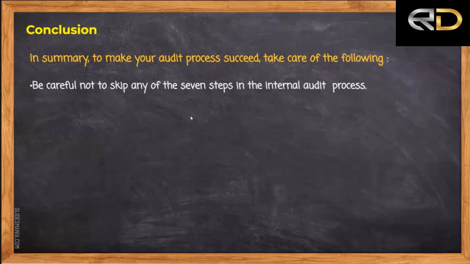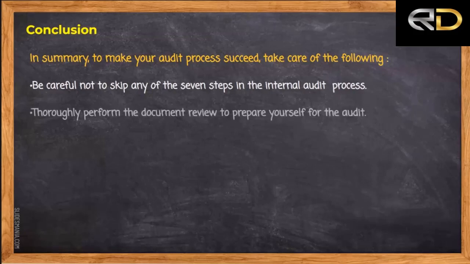But to summarize an IMS audit so that we can wrap up this session: be careful not to skip any of the 7 internal audit process steps, because we are following the guidelines in the ISO 19011:2018 guideline. Also, you have to thoroughly perform document review so that you prepare yourself for the audit. Documented information review, as I said, is the first part of an audit, and it is the most critical part. This is when you gather evidence of conformance, but most importantly, so that you understand the context of the organization, which helps you to customize an internal audit checklist.